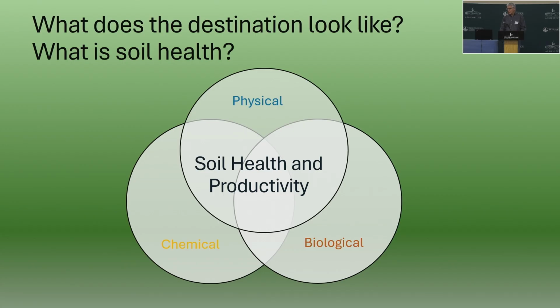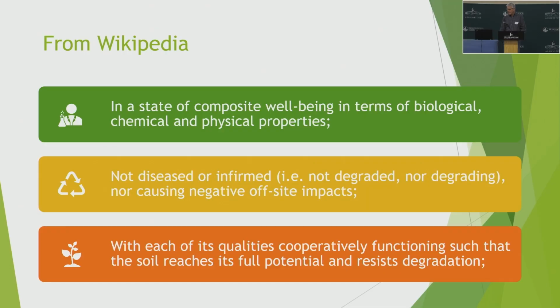So Clint talked about this. What does the destination look like? It's the combination of the physical, the chemical, and the biological coming together. The definition from Wikipedia: it's a state of composite well-being in terms of biological, chemical, and physical properties.